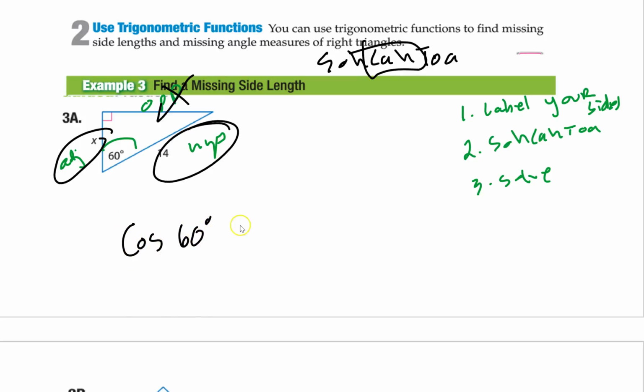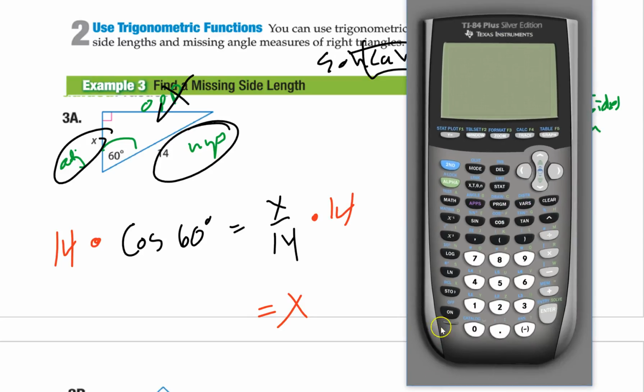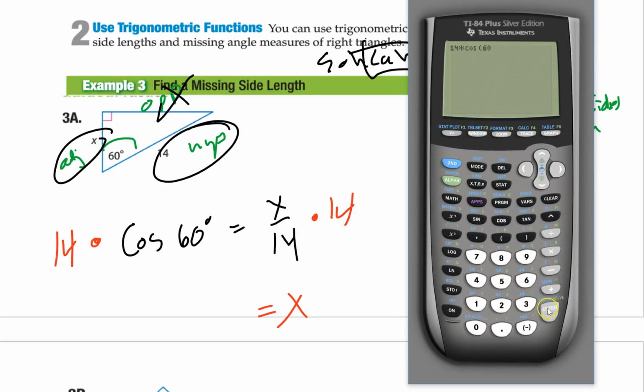Cosine of 60 equals adjacent over 14. X over 14. So, multiply both sides by 14. And you're going to get x equals, now let's get my calculator. Gotta turn this on. I get 14 times cosine 60. Right now this is going to be the wrong answer because I believe I have it in radians. Okay, whatever. I'm going to put 14 times cosine 60.